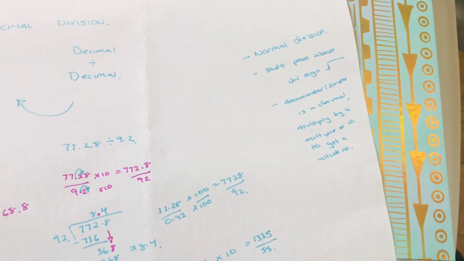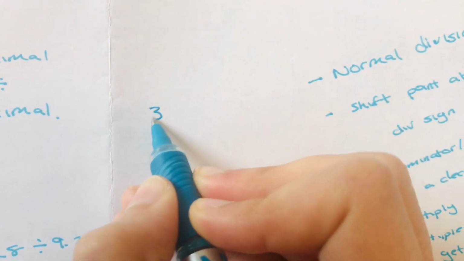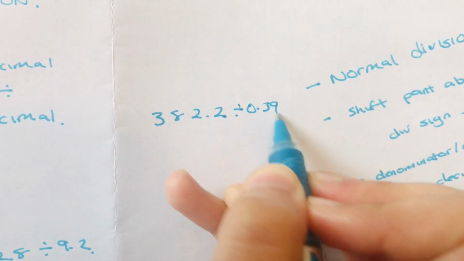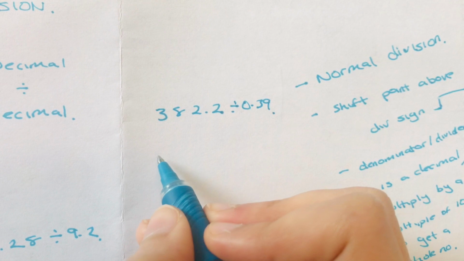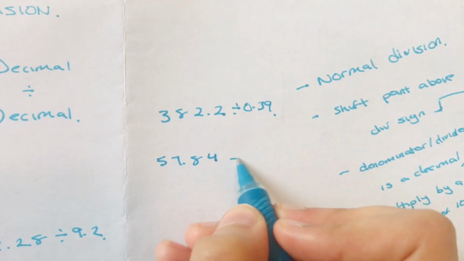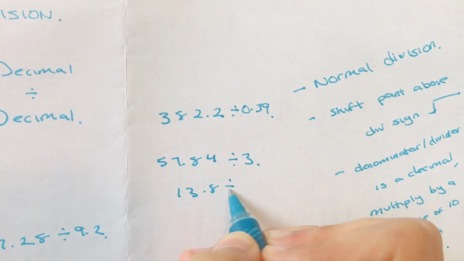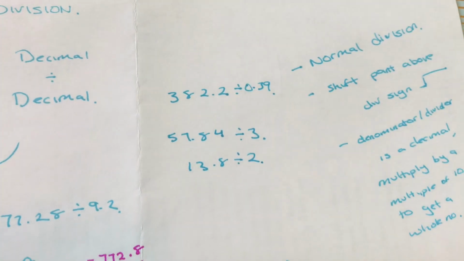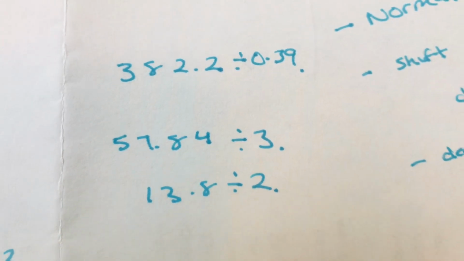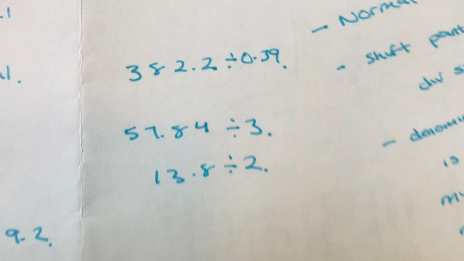If you want to solve more questions, you can just pause the video and copy these down. So 382.2 divided by 0.39, 578.4, 557.84 divided by 3, 13.8 divided by 2. So these are other questions for your own practice. I'll just zoom in for you to take a screenshot or pause the video, and you can write the answers in the comment section below.